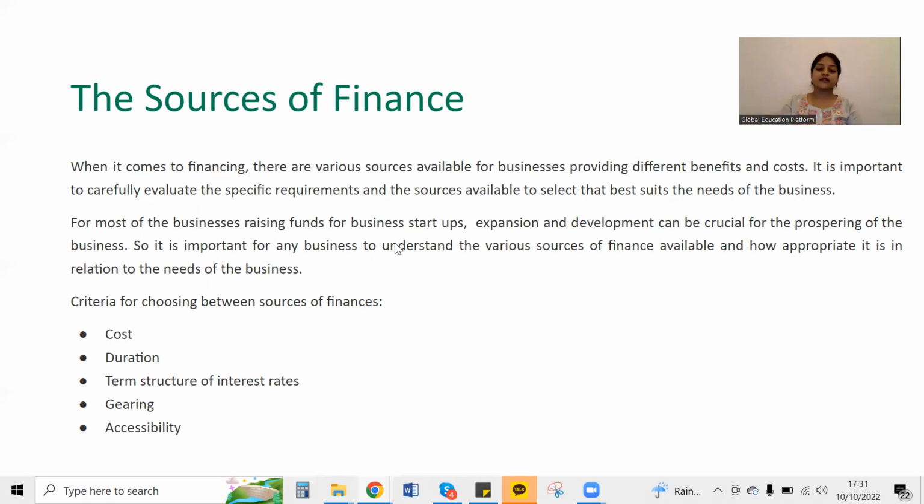Right. So let's look at this section, the sources of finance. This is just the beginning of it. I'm going to read through this section for you. When it comes to financing, there are various sources available for businesses, providing different benefits and costs. So it's just not the same. Depending on the type of business, the growth element, the concept of the business, all those things will decide what sort of financing you are going ahead with.